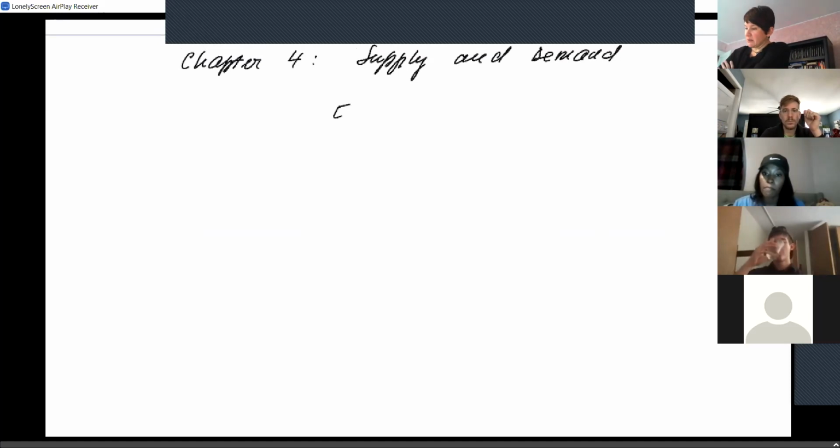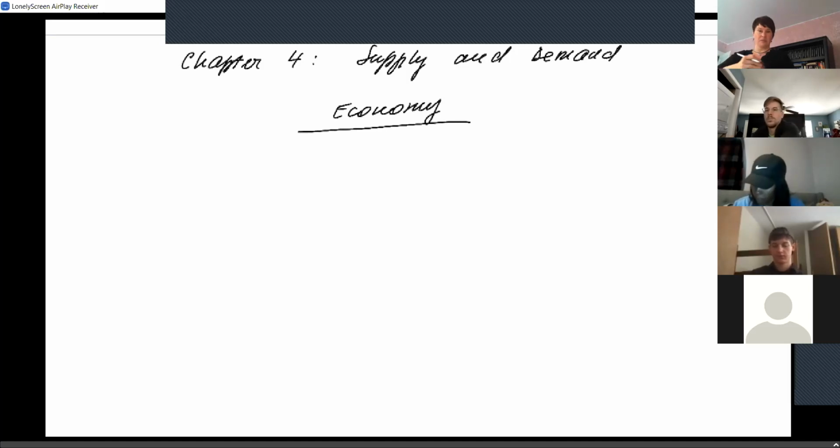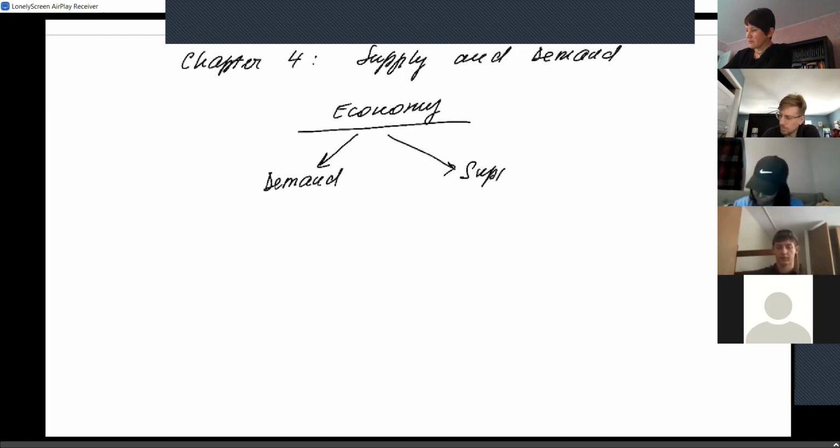Any economy, it doesn't matter, pick any country, developed, developing, emerging markets, doesn't matter. Any economy is driven by two major forces. There is nothing else, okay? Driven by two major forces, supply and demand, okay? We're going to start with demand.